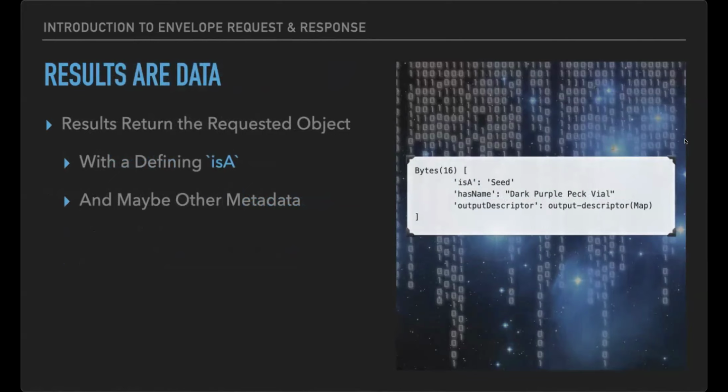Responses then begin as simple envelopes. The subject contains the result of a request, and a predicate contains an ISA that defines the subject. Other metadata can be included if desired, such as the name and descriptor for the requested seed in this example here.